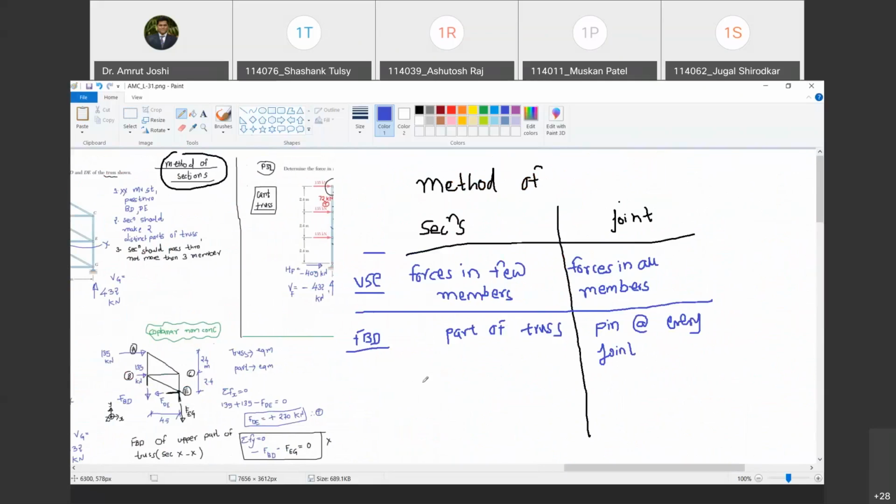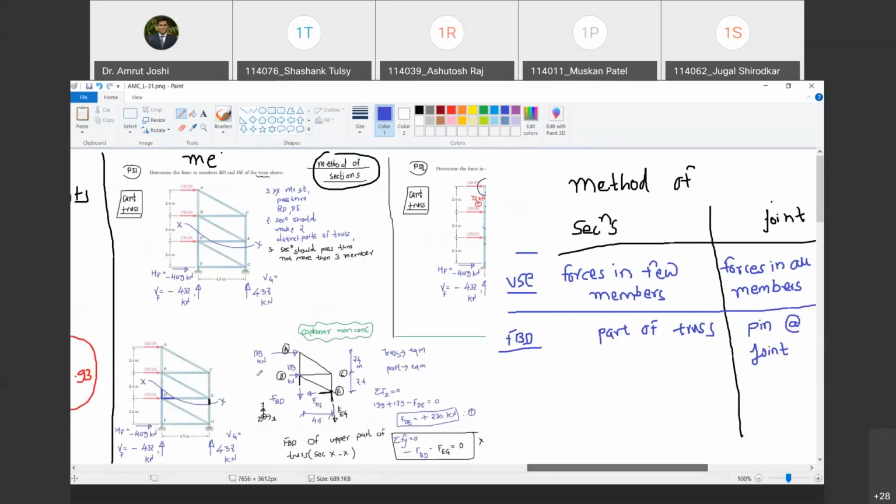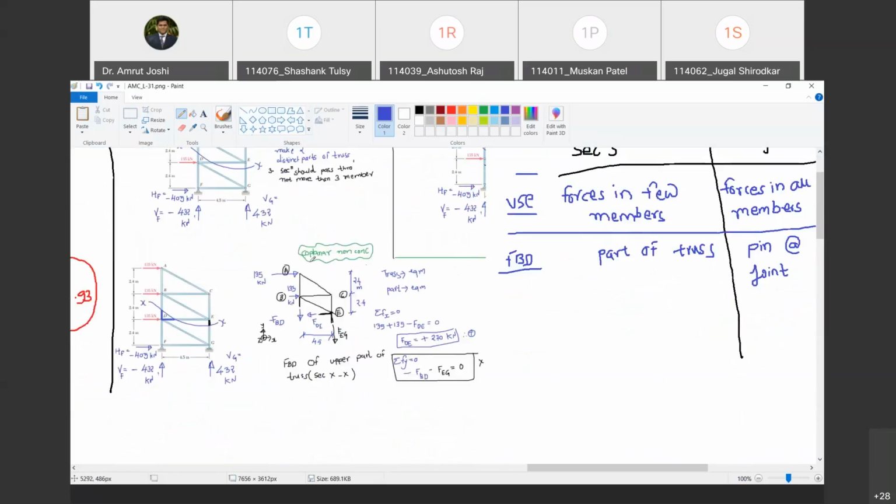Yes, sir. Now, in free body diagram, the point of differentiation is the free body diagram itself. If I draw the free body diagram of a part of a truss, what kind of force system do I end up with? Coplanar but non-concurrent. Do you agree with me? Yes, sir. So this gives me a coplanar but non-concurrent force system.